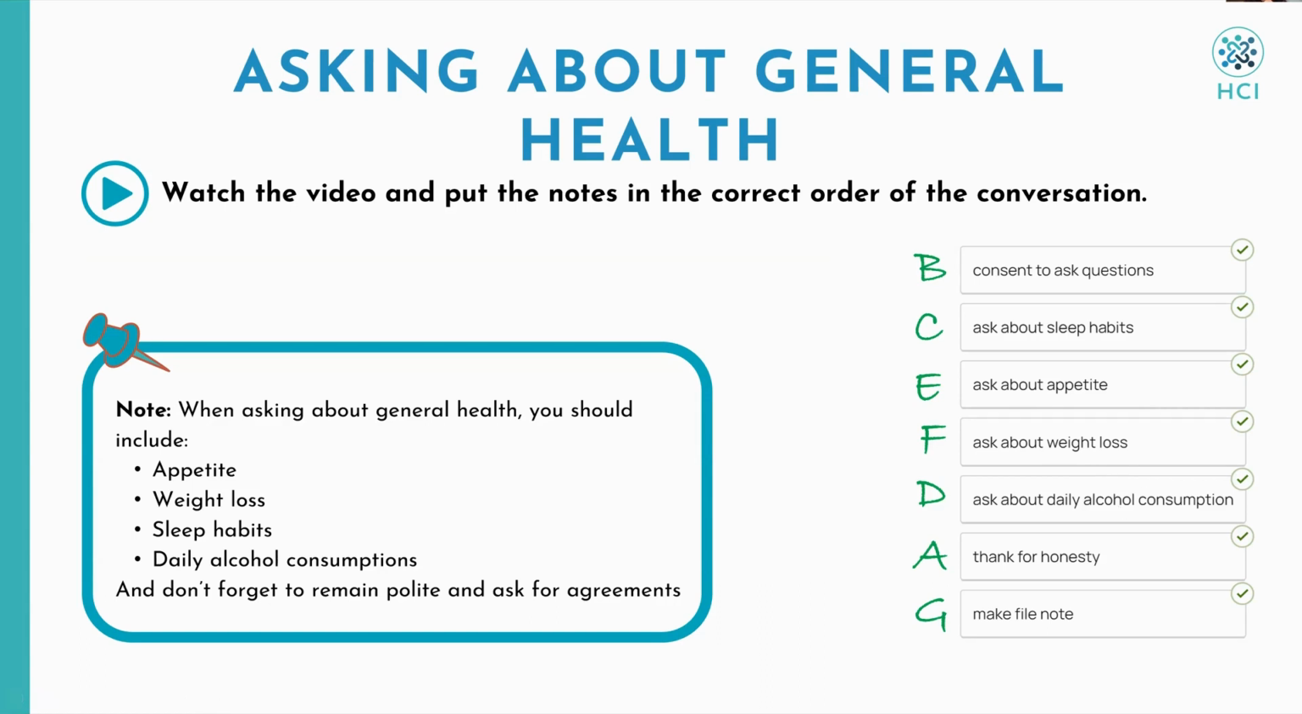Then we have daily alcohol consumption. So D, that comes a little bit later in our conversation. So we've got consent, and then we've got these questions to find out information: sleep habits, appetite, weight loss, daily alcohol consumption. Now, a few of you, I think, have put consent here.